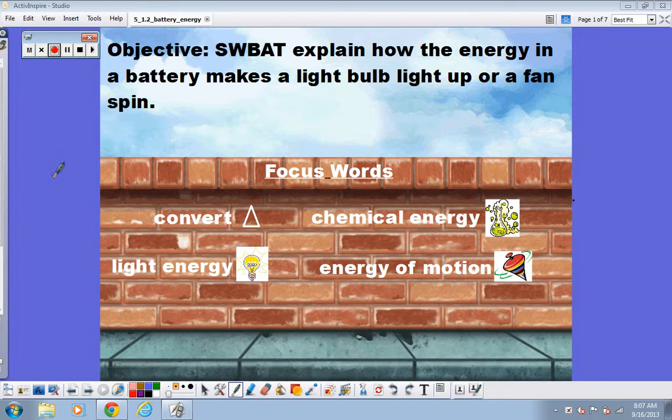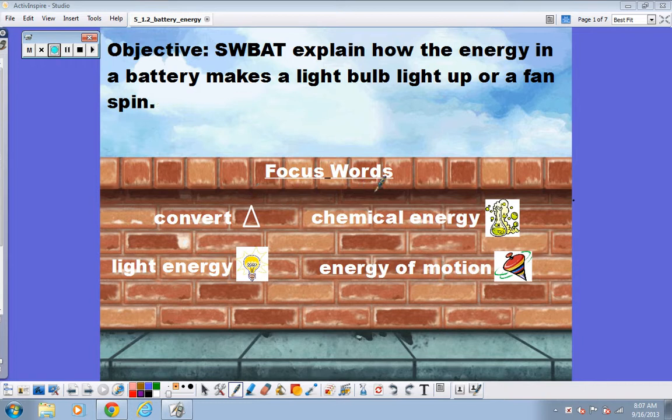Good morning, 5th graders. Today our objective is students will be able to explain how the energy in a battery makes a light bulb light up or a fan spin. So today we're really learning how the battery actually makes things work.